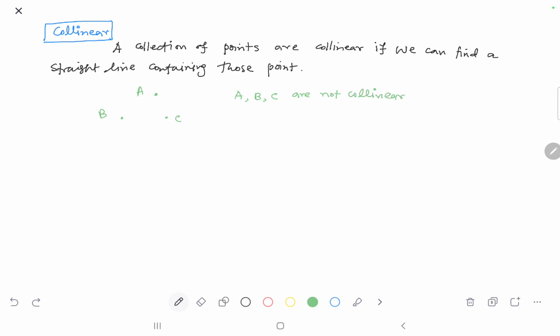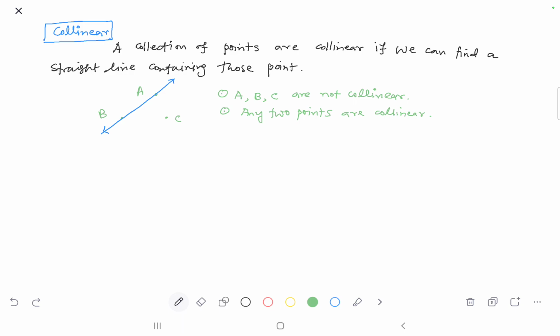Now, it is important that if you take any 2 points, then they are always collinear, right? Yes. So that is important here: any 2 points are collinear. So that is the idea of collinearity.